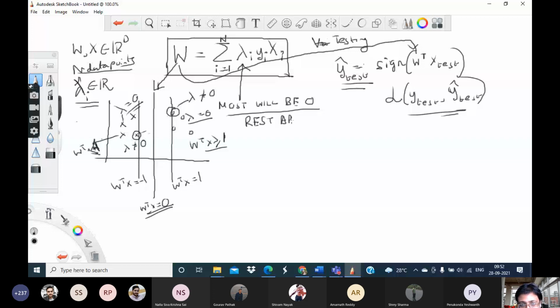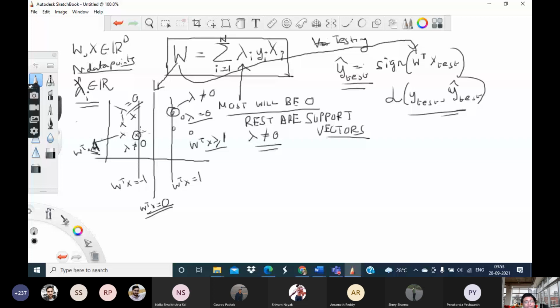Rest are not support vectors. What is meant by the rest? The rest are those points for which lambda is equal to 0. As you can understand, if lambda is not equal to 0, that means W actually depends on their feature vectors. So W actually does not depend on these other points at all. That non-dependency is because their lambdas are 0. But lambdas are non-zero only for these points.